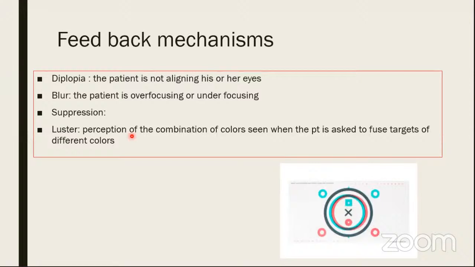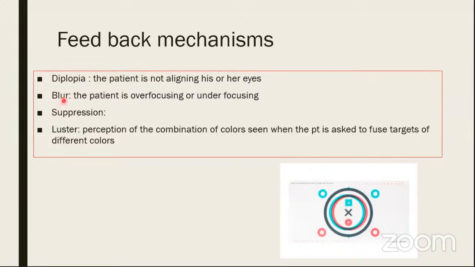So I'm just going to quickly overview some of the feedback mechanisms that we will utilize during the course of vision therapy activities. Okay, one is diplopia. So what does diplopia make the patient aware of? If you are seeing anything double, it means that your visual system is not making both eyes align. You should make those eyes aligned. So this provides the patient that feedback.